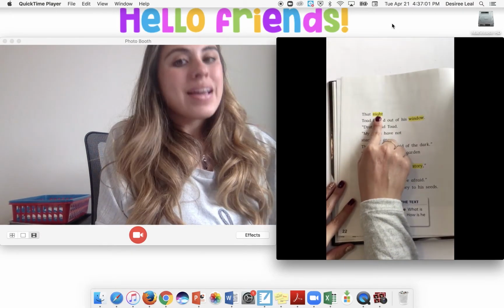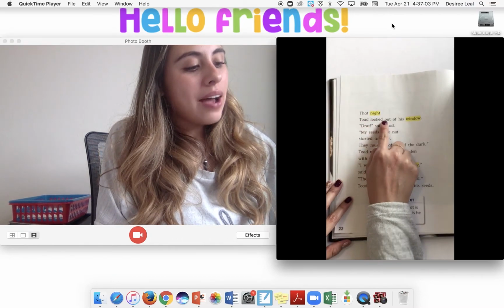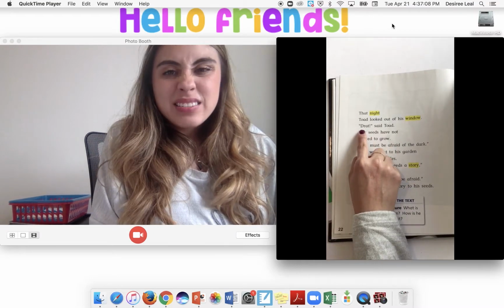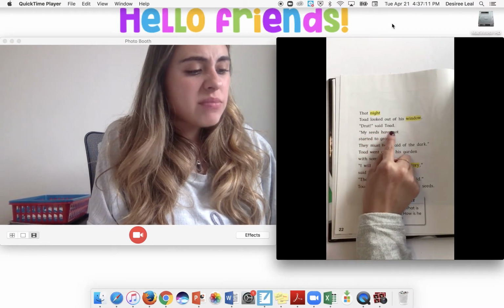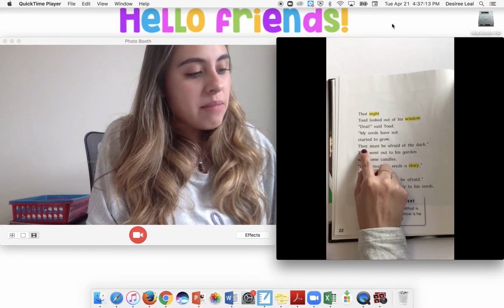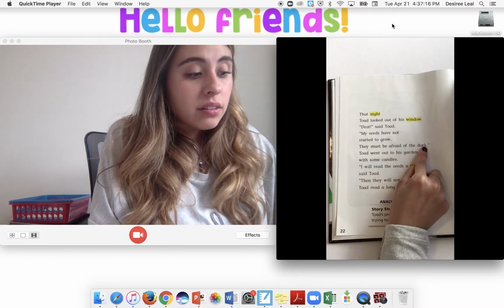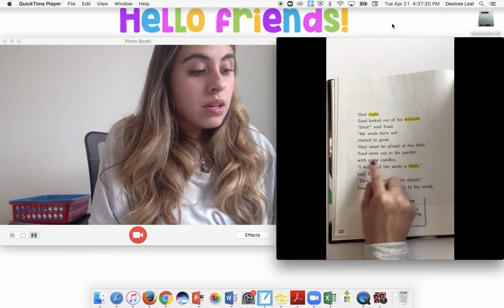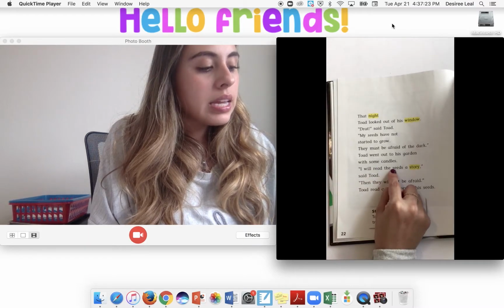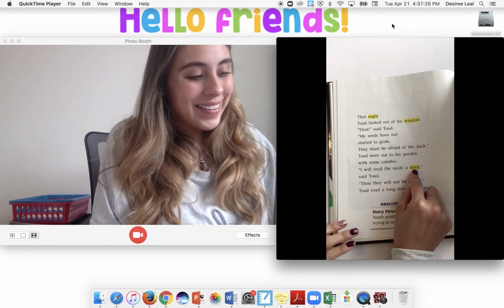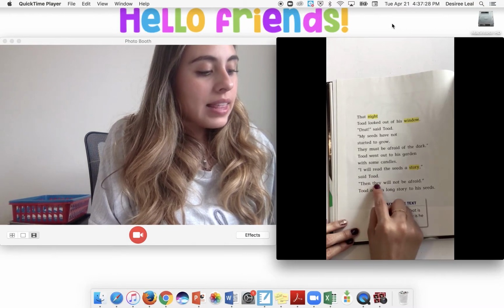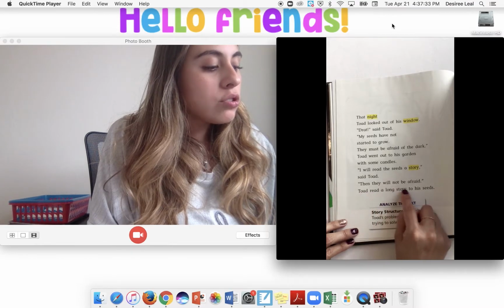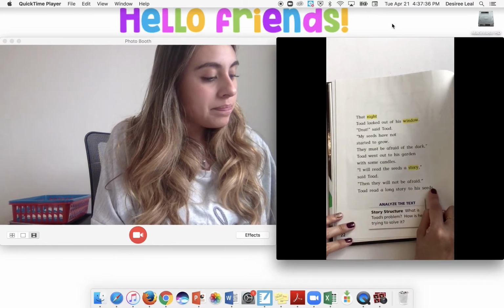That night, Toad looked out of his window. "Drat!" said Toad. "My seeds have not started to grow. They must be afraid of the dark." Toad went out to his garden with some candles. "I will read the seeds a story," said Toad. "Then they will not be afraid." Toad read a long story to his seeds.